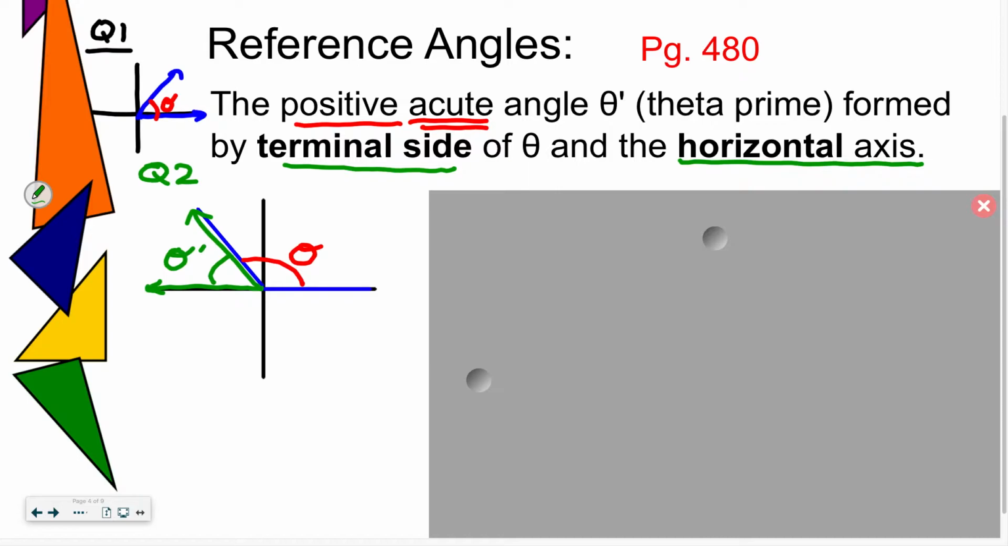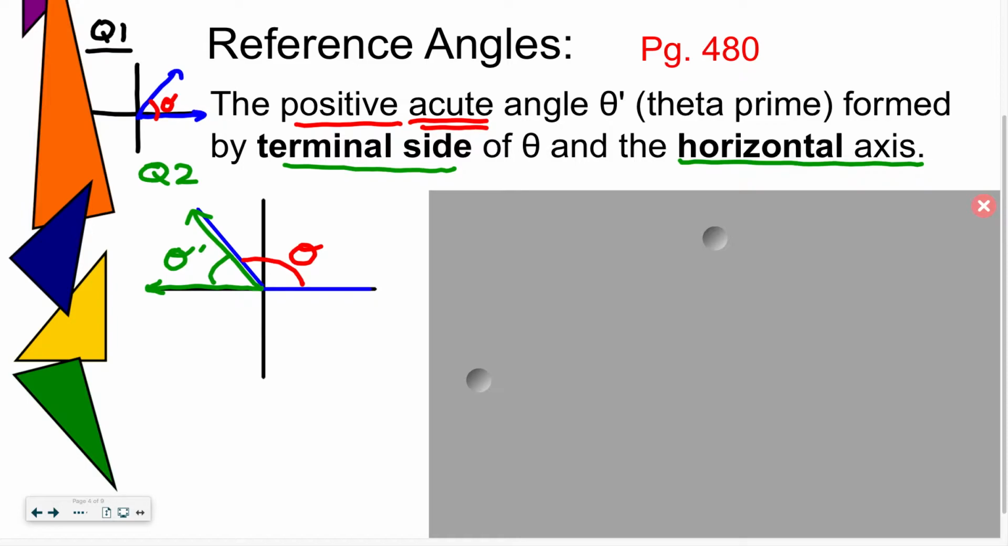Okay, now think back to geometry. You got a name for those two angles, theta and theta prime, based on the picture you see? What are you going to say? How are they related to each other? Are they complementary? Or supplementary? They're supplementary because complementary angles add to 90 and supplementary angles add to 180.